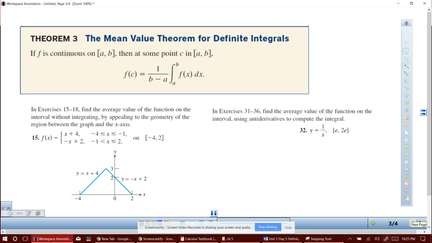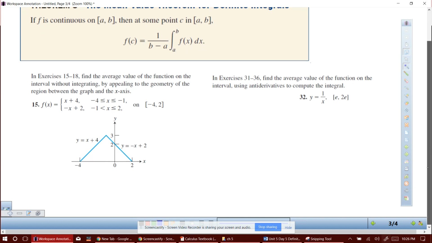I'm trying to get you just one video. It might be a little bit longer, but hopefully it's not too bad. So the mean value theorem for integrals basically tells me that when I want to do the mean value, which is kind of like doing the average, that I want to do the average of the endpoints times the integral. Okay, so I've got two problems for you to do.